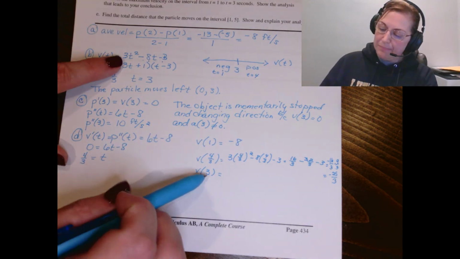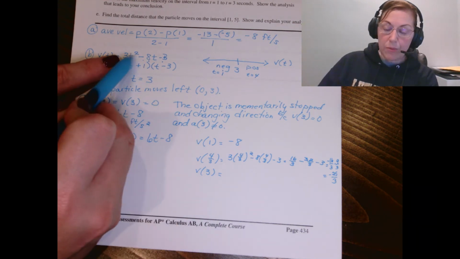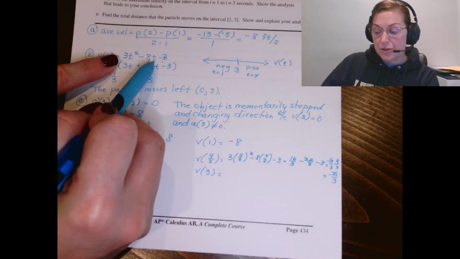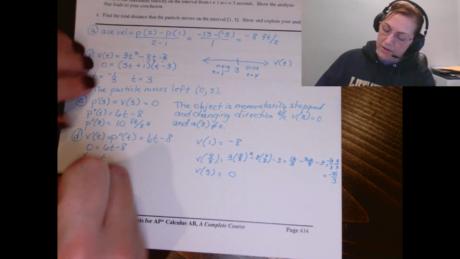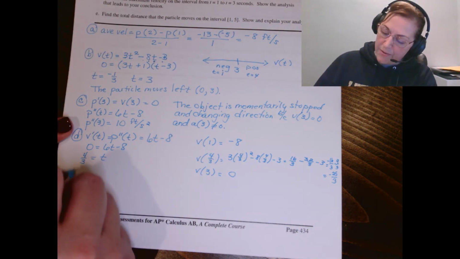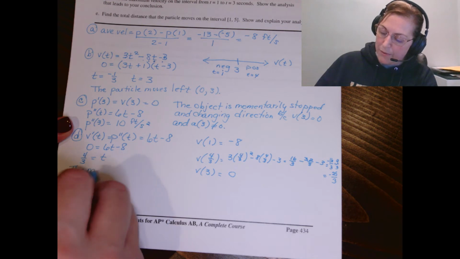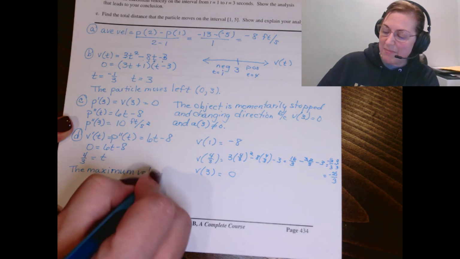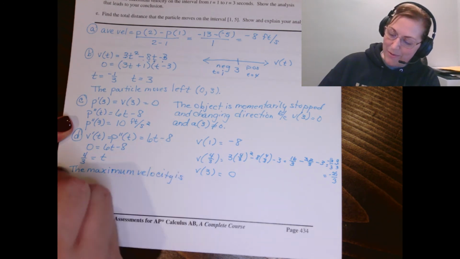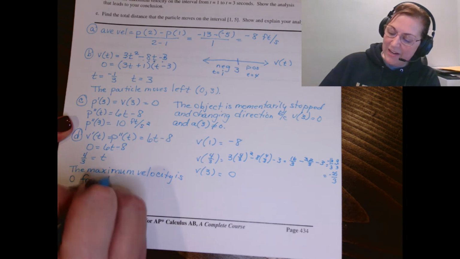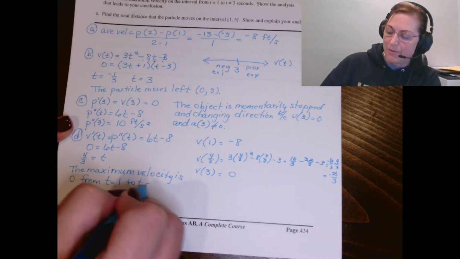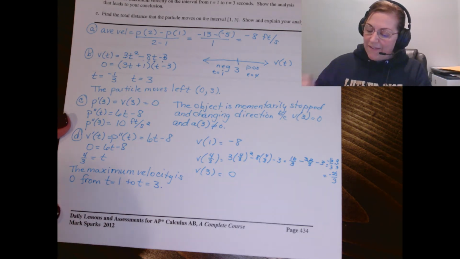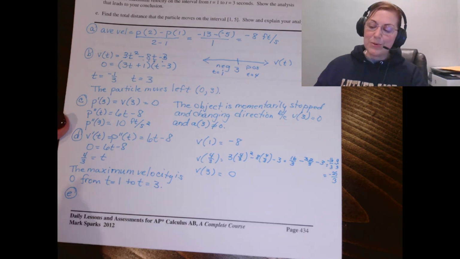Now let's put in 3. So I get 3 squared, 9 times 3 is 27 minus 24, which is 3, 3 minus 3. So I get 0. So the maximum, I'm sorry, maximum velocity is 0 from t equals 1 to t equals 3 because it's the highest value on that interval. All right, finally, our last part of this question, total distance.